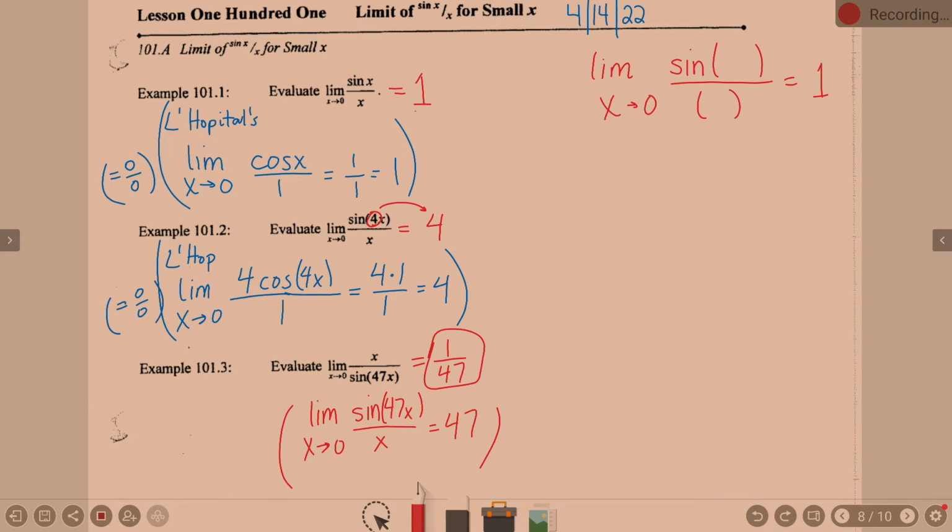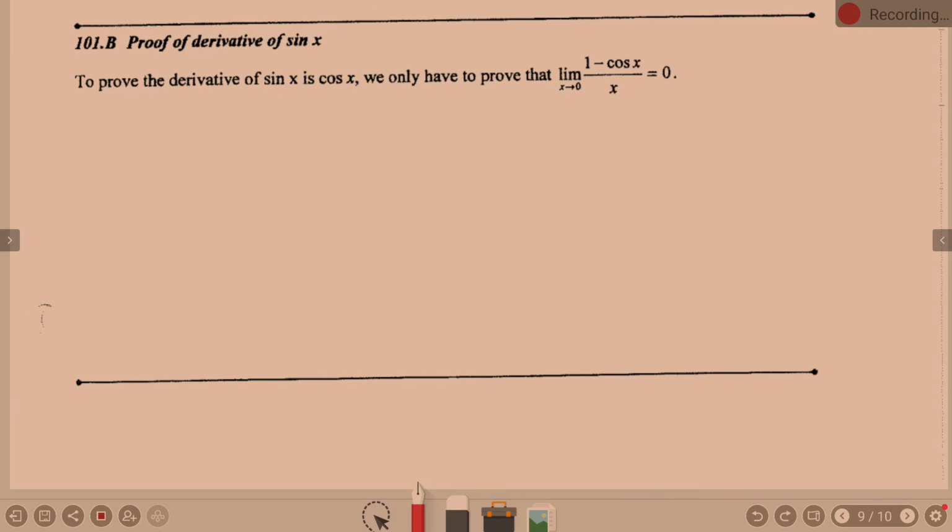One other item to look at that I already heard you guys complaining about, right? Proof of derivative of sine x. To prove the derivative of sine x is cosine x, we only have to prove that the limit as x approaches 0 of 1 minus cosine x over x is equal to 0.